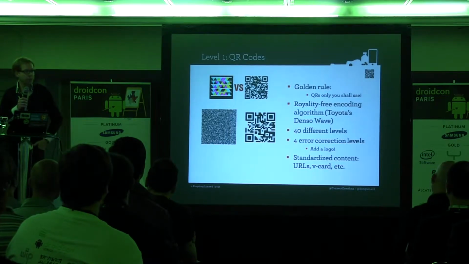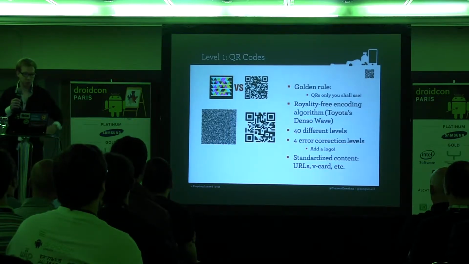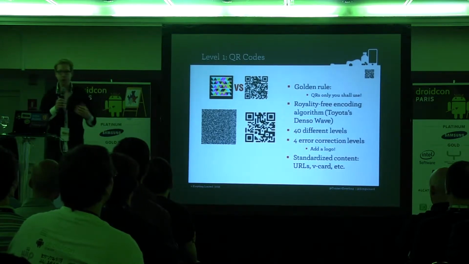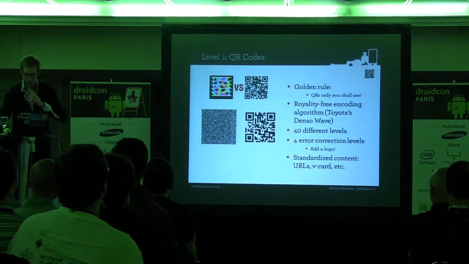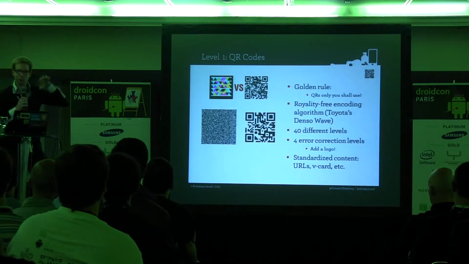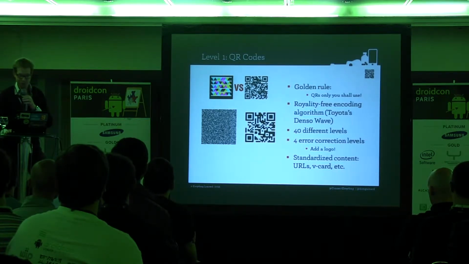It has 40 different encoding levels, so you can encode more and more data. As you see, this one is much more dense than this one. Of course, that comes with the cost of readability. And it has four error correction levels. So what designers love to do is to stick a logo right in the middle of a QR code, which is a nightmare for a developer, but great for a designer.